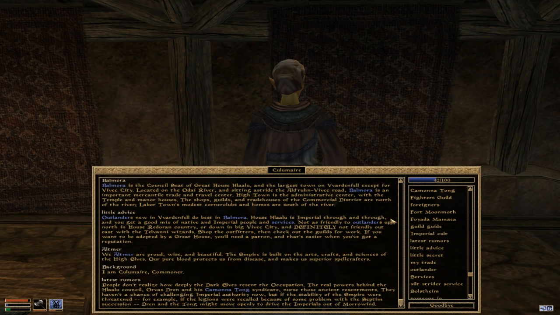People don't realize how deeply the Dark Elves resent the occupation. The real powers behind the Hlaalu Council, Orvas Dren and his Camonna Tong syndicate, nurse those ancient resentments. They haven't a chance of challenging imperial authority now, but if the stability of the empire were threatened, for example, if the legions were recalled because of some problem with the Septim succession, Dren and the Tong might move openly to drive the Imperials out of Morrowind.